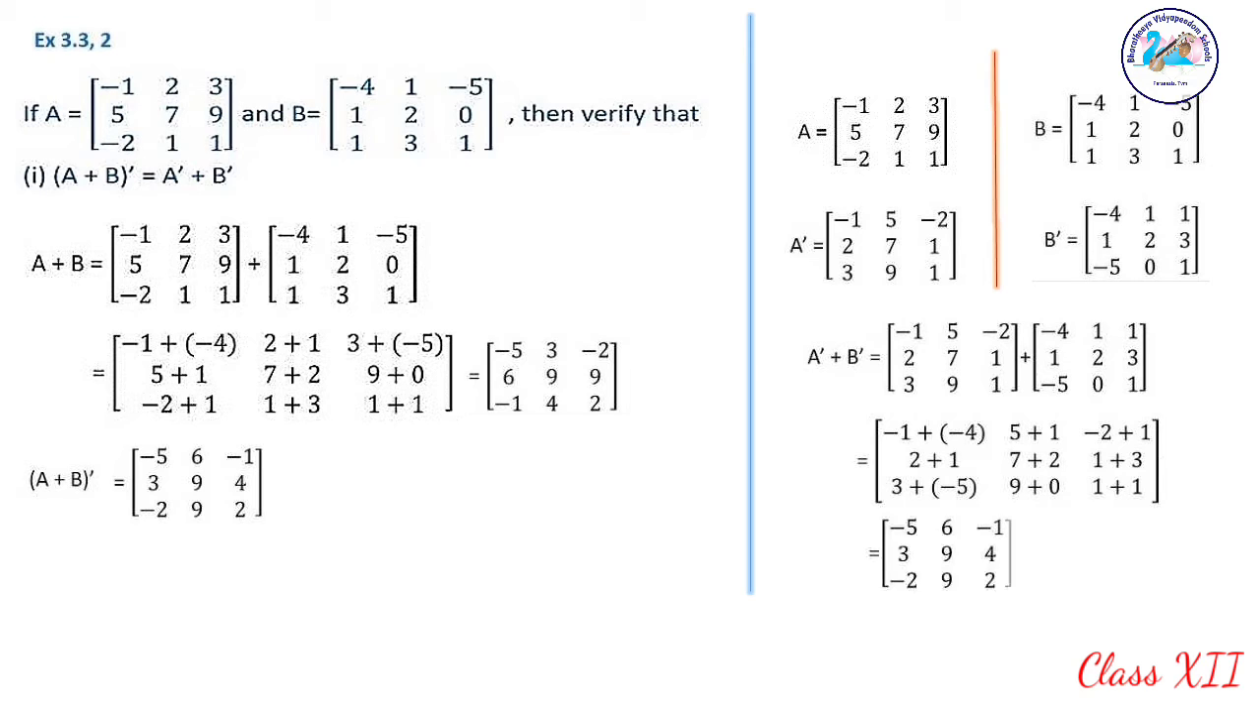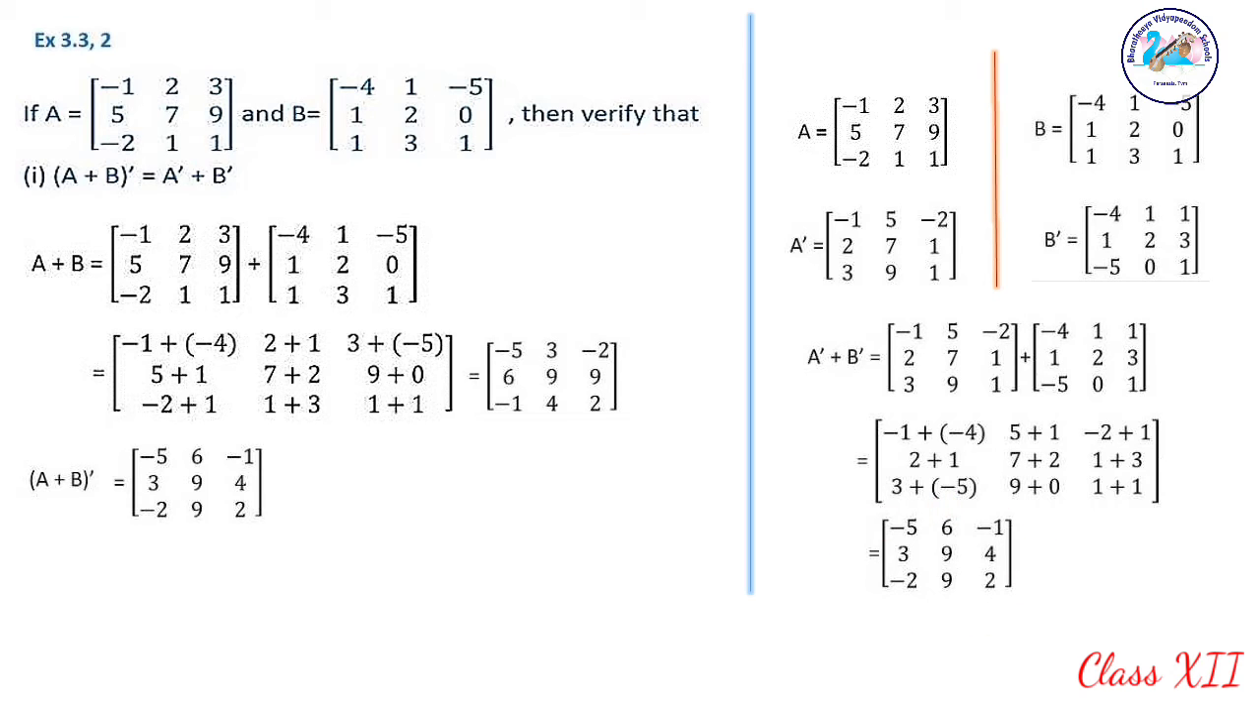Then just write down the answers. Minus 1 minus 4, that is minus 5. 5 plus 1, that is 6. Minus 2 plus 1, that is minus 1. 2 plus 1, that is 3. 7 plus 2, that is 9. 1 plus 3 is 4. 3 minus 5 is minus 2. 9 plus 0 is 9. 1 plus 1 is 2. Now this is our right hand side.